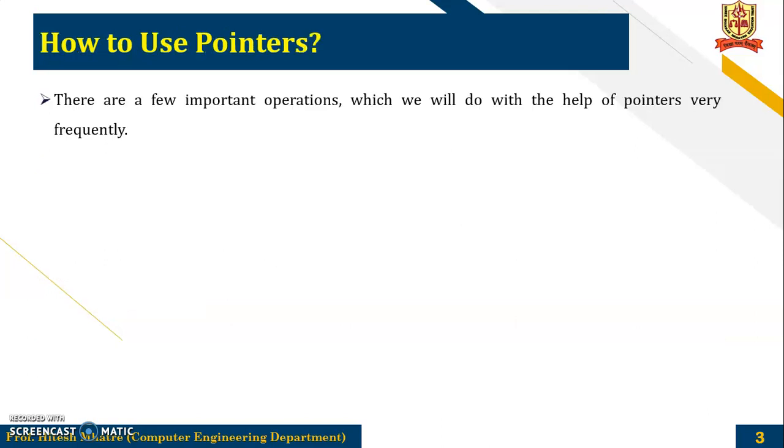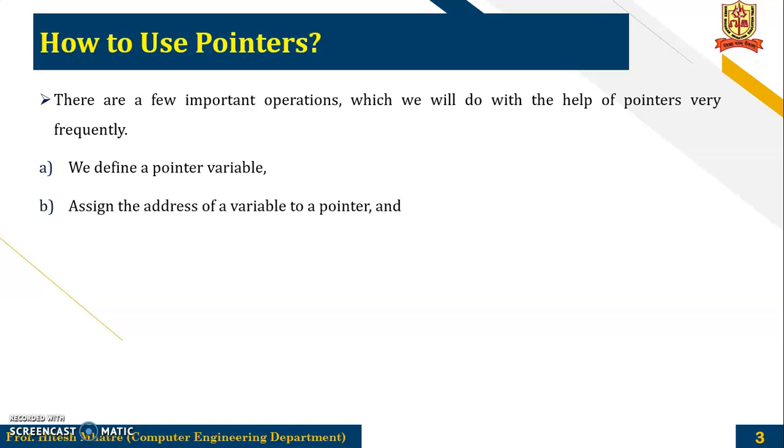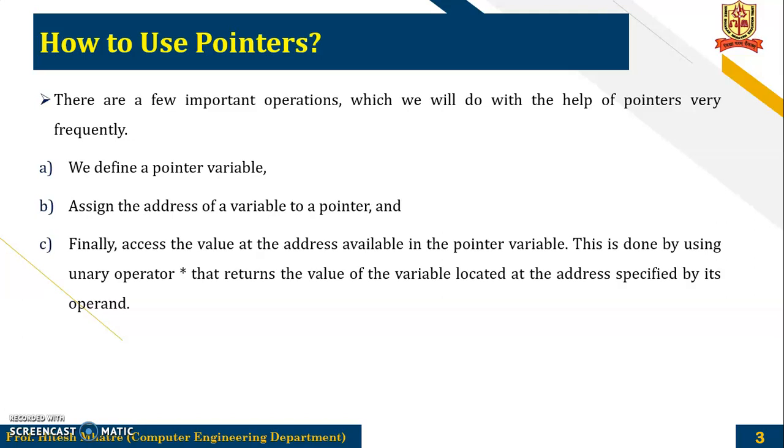How to use a pointer? There are a few important operations which we will be doing with the help of pointers very frequently. That is, we define a pointer variable, assign the address of a variable to the pointer, and finally access the value of an address variable in the pointer variable. This is done by using the unary operator star that returns the value of a variable located at an address specified by its operand.